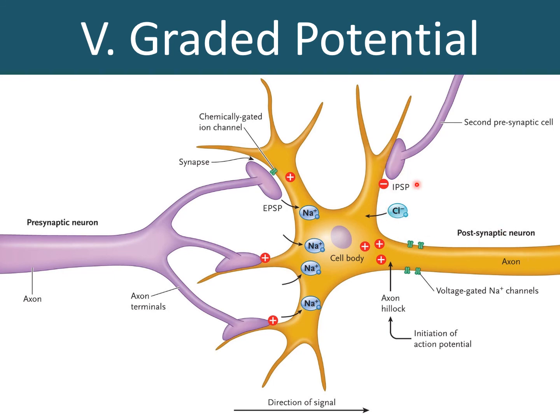Conversely, if the inhibitory signals were to overwhelm the excitatory signals, this would stop an action potential from occurring. So a graded potential is the process of summing up all the negative and positive ions that flow into the cell and trigger or block an action potential in response.